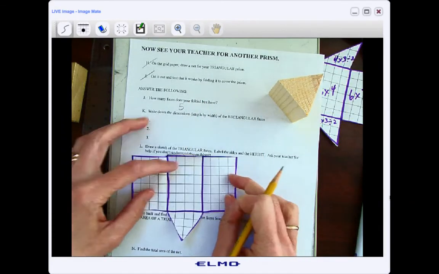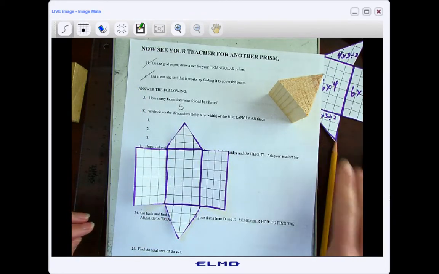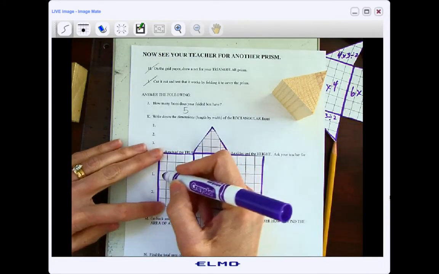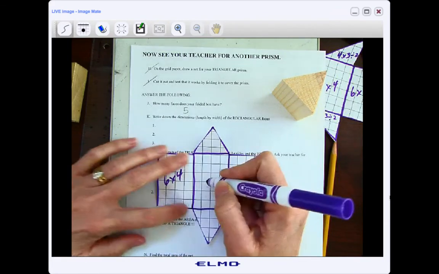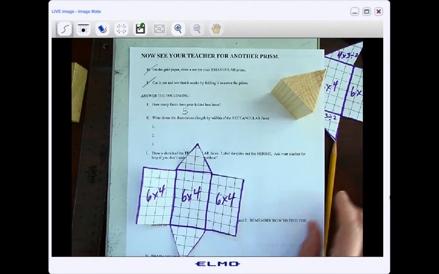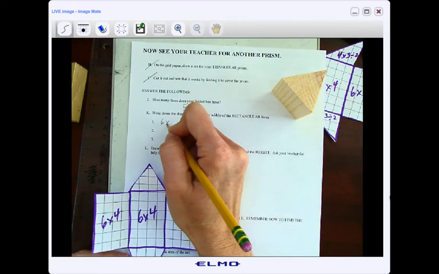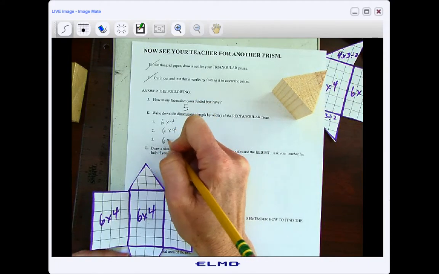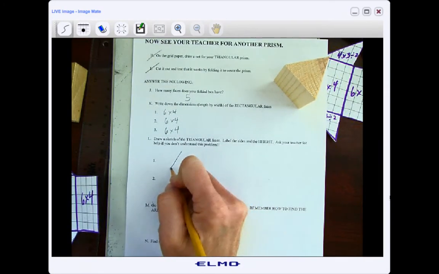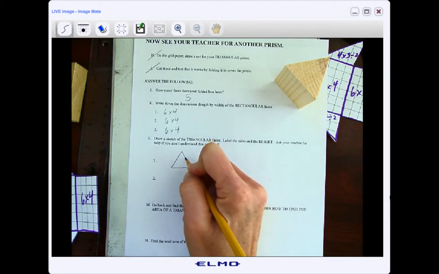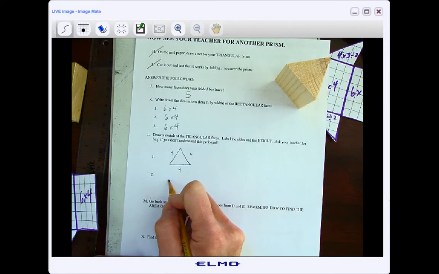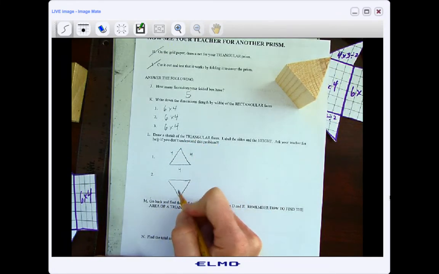Write down the dimensions, length and width, of each of the rectangular faces. Again, yours might be different, because not all of them were the same size as A. For mine, they were 6 by 4, 6 by 4, and another 6 by 4. Draw a sketch of the triangular faces. So what does my triangular face look like? Each of the sides were 4. And then I've got another one, which looks identical, just flipped down.